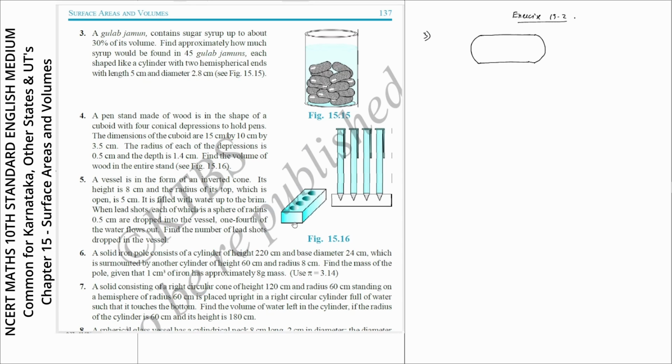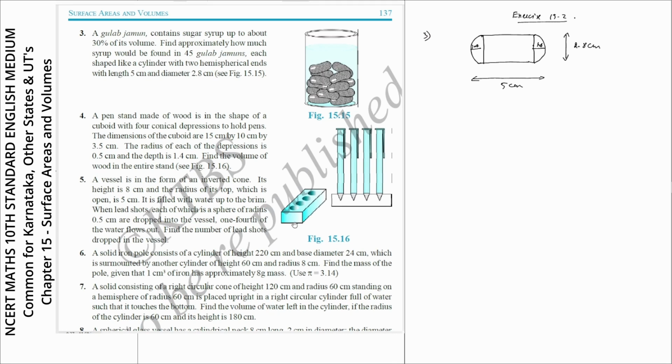And given the length of the gulab jamun is 5 cm and diameter is 2.8 cm. So since the diameter is 2.8 cm, what will be the radius? Radius will be equal to half of diameter, that is 1.4. So this is 1.4. Here also the radius will be equal to 1.4 centimeter.